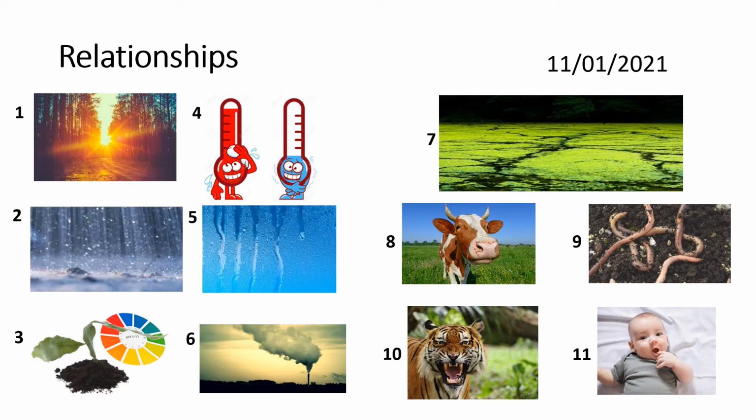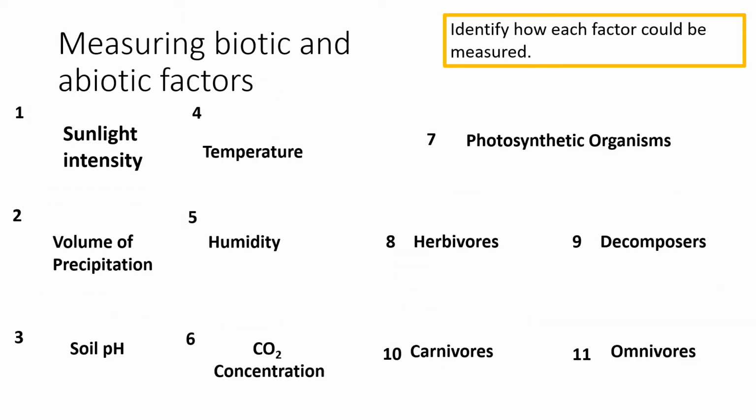you'll get the answers. So pause the presentation now. These are the answers for all the different images. You need to be able to identify and give examples of biotic and abiotic factors. And A-level exam questions, they could specifically ask you about any one of these or any combination of these, so you need to be aware of all of them.